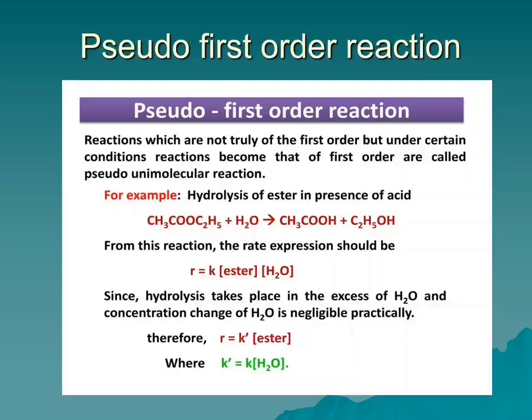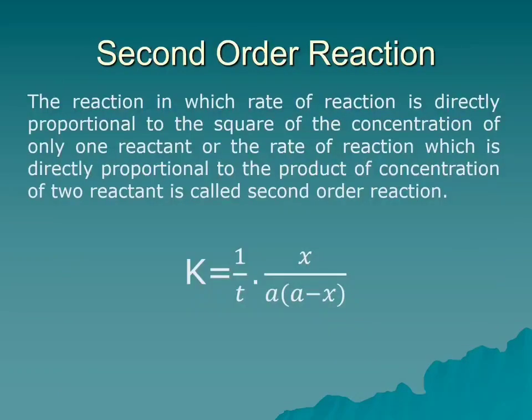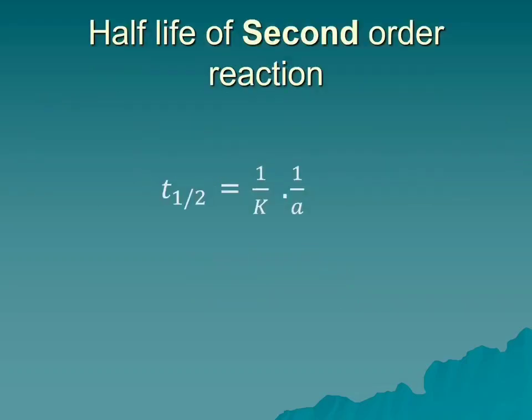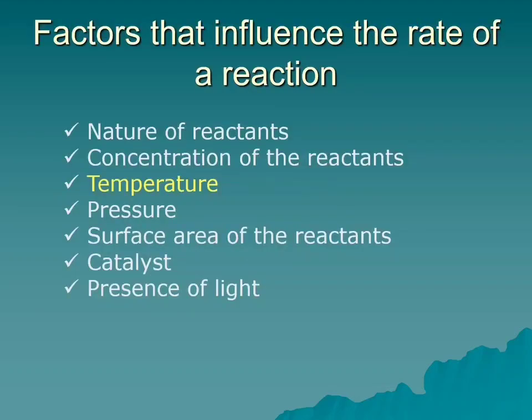Another most important topic is pseudo first order reaction. Pseudo means false. So these are reactions which are not truly of first order, but under certain conditions they behave like a different order reaction, so that will be a pseudo order. Another is second order reaction. In this, if the sum of powers of the reacting species in a rate law is 2, it is called a second order reaction. I am also providing mathematical expressions on screen, so you can check them all, and we already discussed them in class.